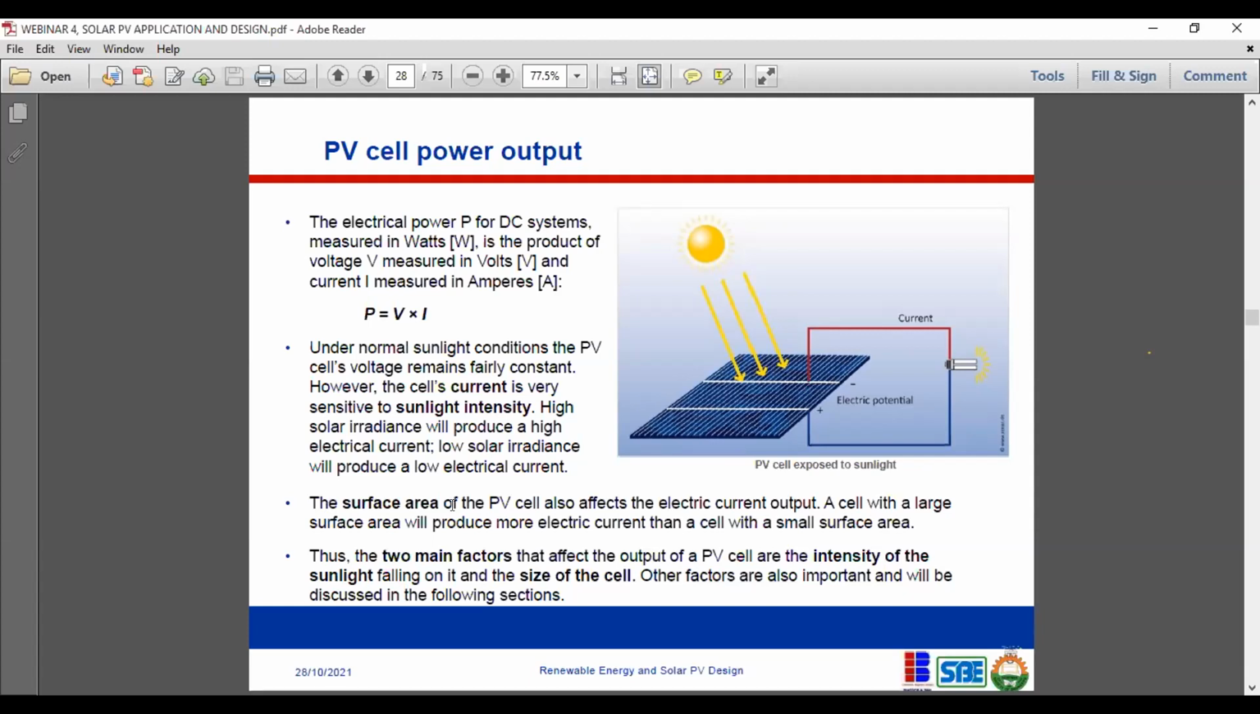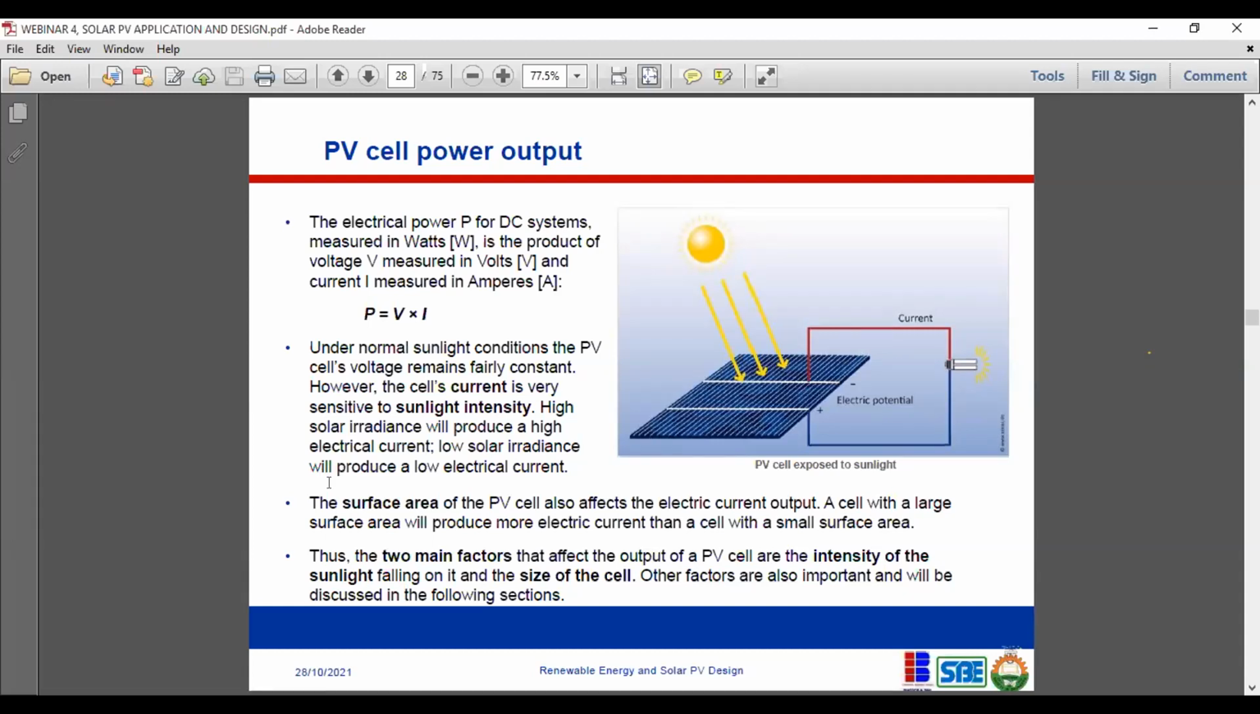The surface area of a PV cell also affects the electric current output. A cell with a large surface area will produce more current than a cell with a small surface area. Of course, this is simple logic. If you have more PV panels, you generate more electricity. If you have fewer PV panels, you generate less electricity. So this is dependent on the surface of the PV. If you have more PV panels, you have more surface area.